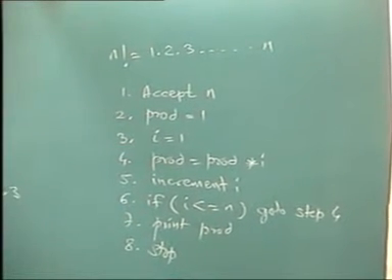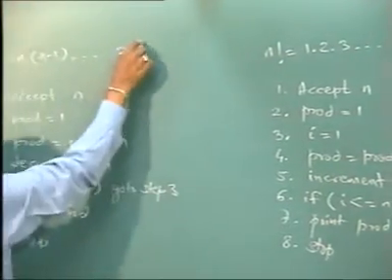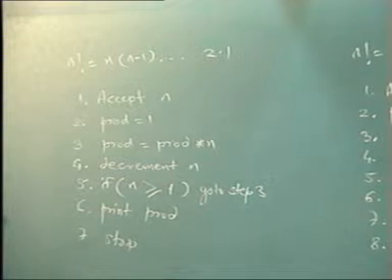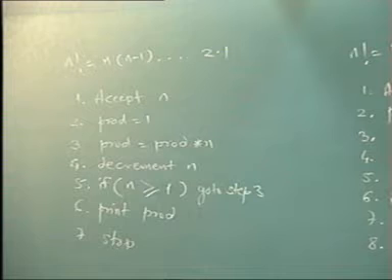Just the difference: if you write the definition as n factorial equal to n into n minus 1 and so on, up to 2 into 1, the code will become like this. If it is 1 into 2 into 3, then the multiplication should go in that sequence. First you multiply by 1, then by 2, then by 3, then by 4, like that.